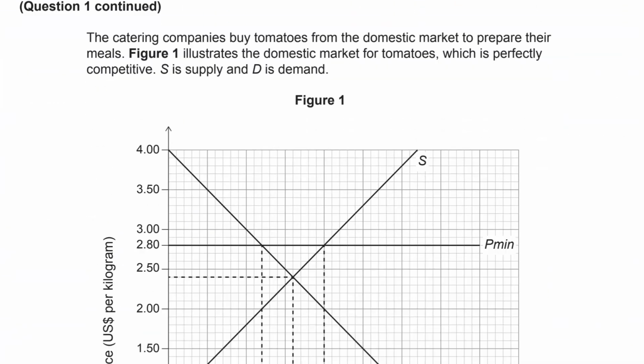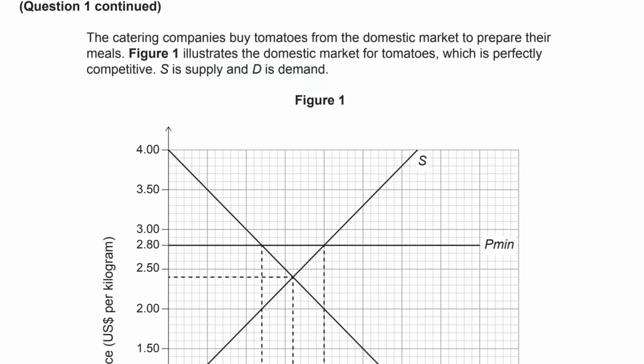All right, so next we have this diagram that's going to show us something to do with price controls. So let's have a quick read of the question to begin with. Here we're told that the catering companies buy tomatoes from the domestic market to prepare their meals. Figure 1 illustrates the domestic market for tomatoes, which is perfectly competitive. S is supply, D is demand.